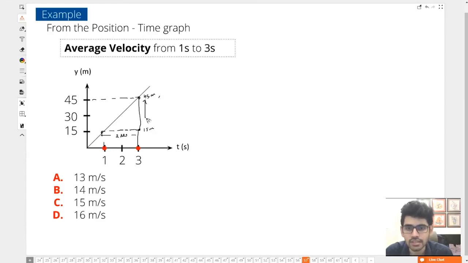So what is the difference? Difference is what? What is this length? This is 30 meters, right? This length is 30 meters. So what will be the average velocity? It will be delta x upon delta t, which will be nothing but 30 by 2, which is 15, right? Everyone got 15? No confusion? Chalo. Let's move on to the next part.